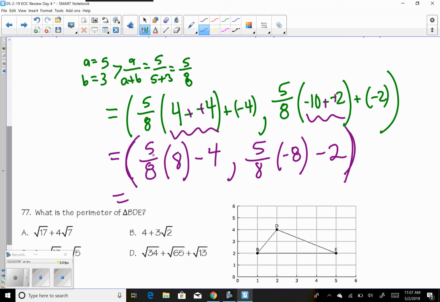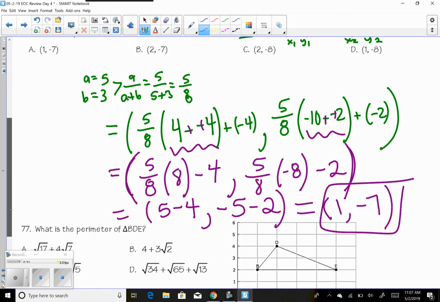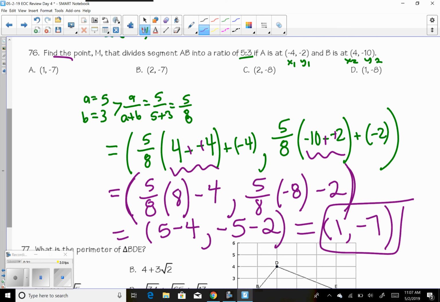If you do 5 divided by 8 times 8, if you go ahead and do that part first, you're going to get a 5, and then the -4 stays. Then over here, 5 divided by 8 times -8. That's going to give you -5. -2 stays. All right, so one more. 5 minus 4 is 1. -5 minus 2, -7. So 1, -7 is your answer. And that is A. We did it.